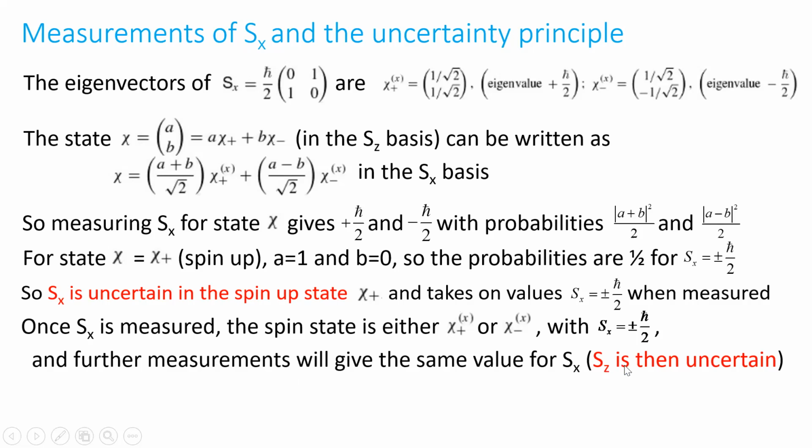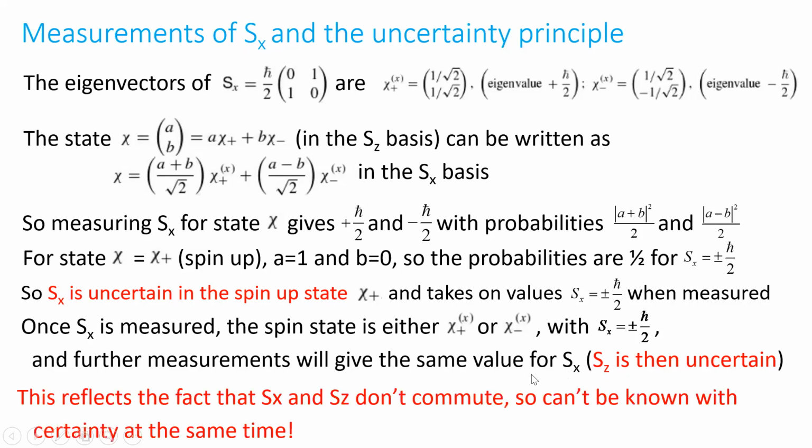And then SZ becomes uncertain, for the same reason as measuring SX for the spin up state in the SZ basis. If we have chi plus x and we measure SZ, if we did the analysis, we would find there'd be a 1/2 chance of getting SZ equal plus h bar over 2 and SZ equal minus h bar over 2. Really interesting. And this is all a reflection of the fact that SX and SZ don't commute, as we saw when we looked at the commutation relations. And we know when two things don't commute, they can't be known with certainty at the same time.